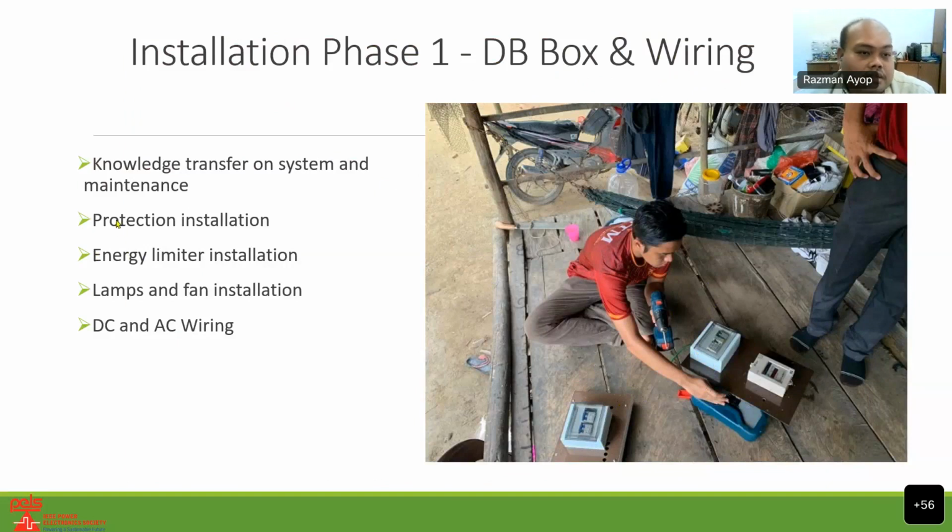We also do the knowledge transfer on the system and maintenance. Although it sounds simple, knowledge transfer is quite important. PV can withstand 25 years if you take care of it. But if you don't take care of it, it can last only 1 to 2 years. So knowledge transfer is important.